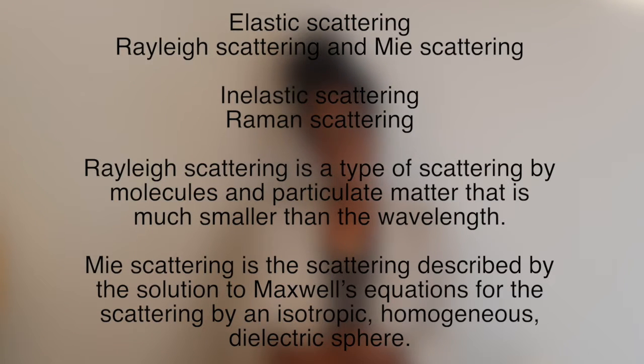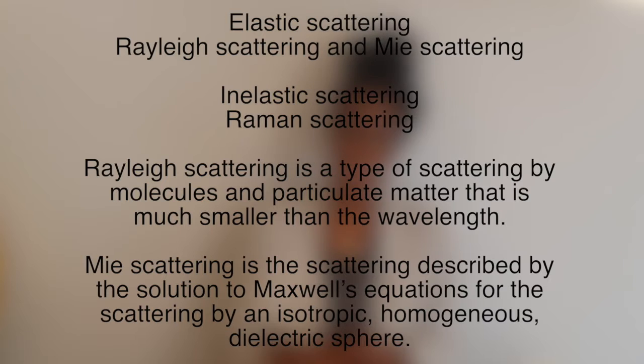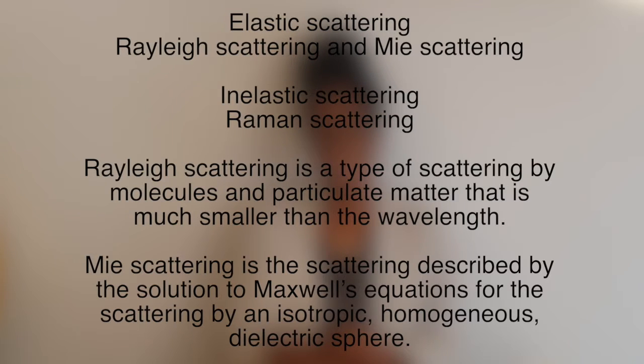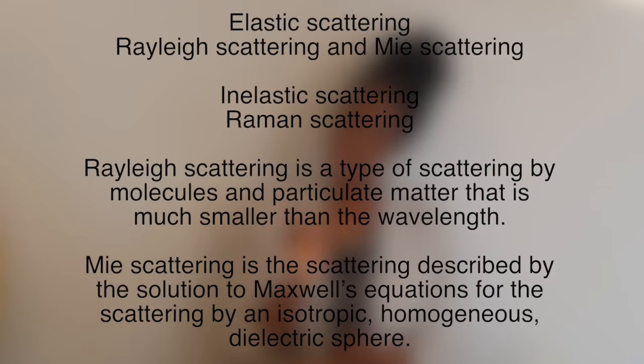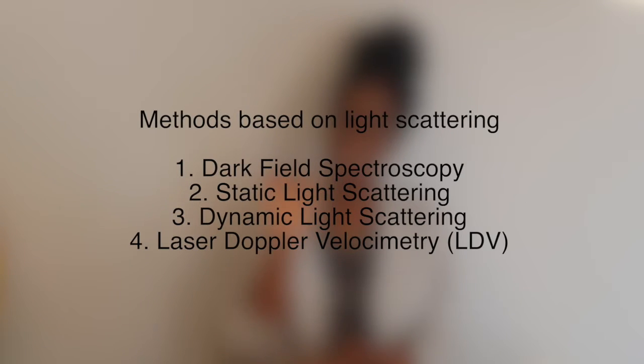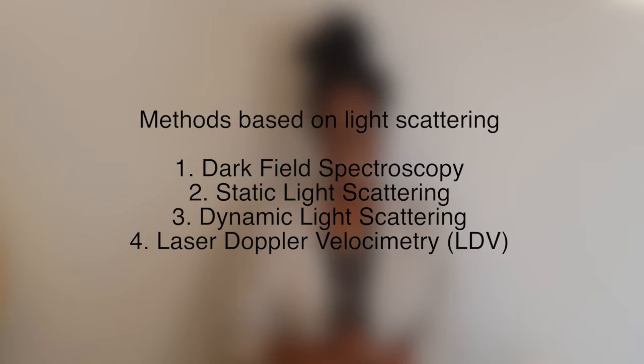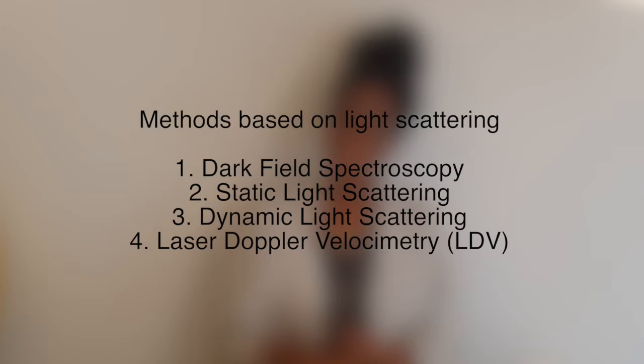Elastic scattering includes Rayleigh scattering and Mie scattering, and inelastic scattering includes Raman scattering. Rayleigh scattering is a type of scattering by molecules and particulate matter that is much smaller than the wavelength, while Mie scattering is the scattering described by the solution to Maxwell's equations for the scattering by an isotropic, homogeneous, dielectric sphere. The different methods that are based on light scattering include dark field microscopy, static light scattering, dynamic light scattering, and so forth.